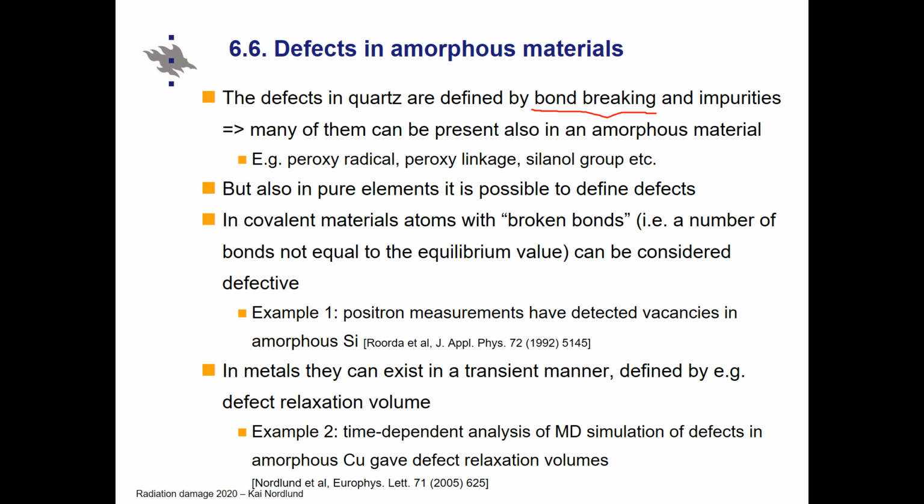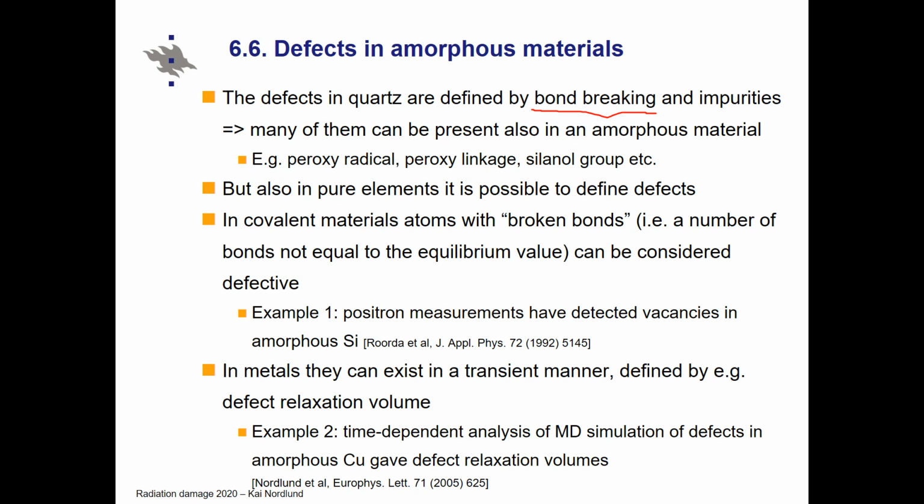If you have atoms with broken bonds, then these can be considered defective. So a simple example is silicon. In silicon in equilibrium, all silicon atoms should have 4 bonds. So if you have silicon atoms with 3 bonds, then this can be considered already a coordination defect because the coordination number is not correct.